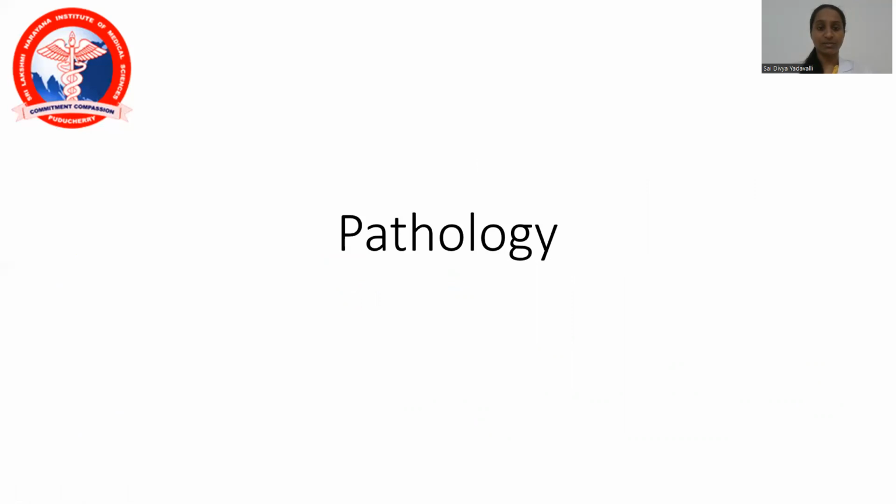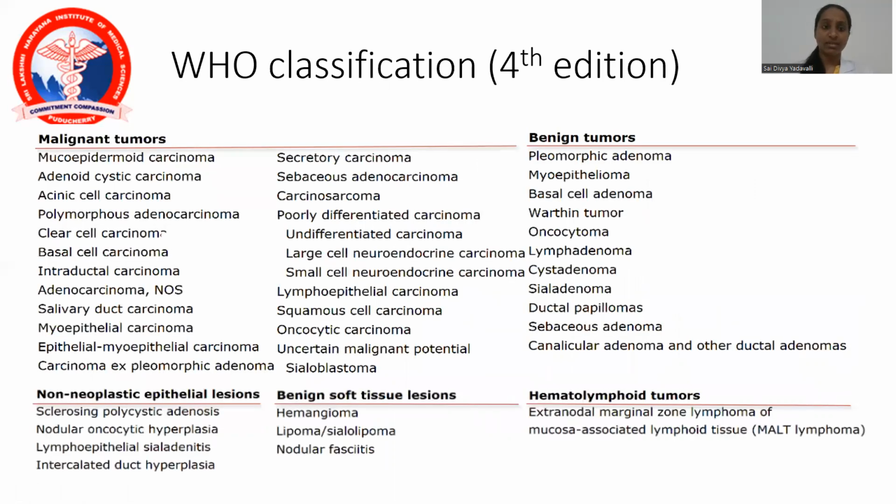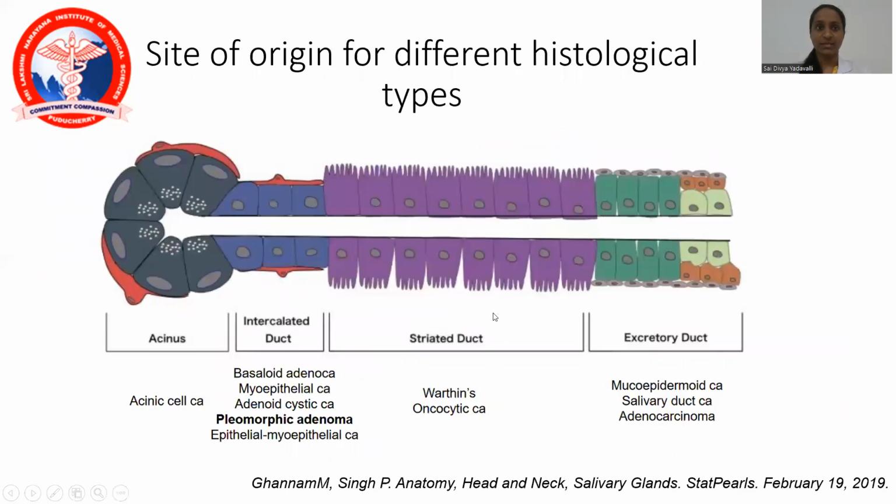Coming to pathology of the major salivary glands, the WHO has classified all the tumors that arise in the salivary glands into benign tumors, malignant tumors, non-neoplastic epithelial lesions, benign soft tissue lesions, and hematolymphoid tumors. From this classification, we can see that there are a number of varieties of malignant, benign, and other tumors that may be seen in the major salivary glands. This image shows the site of origin of different histological types of tumors in the salivary gland.